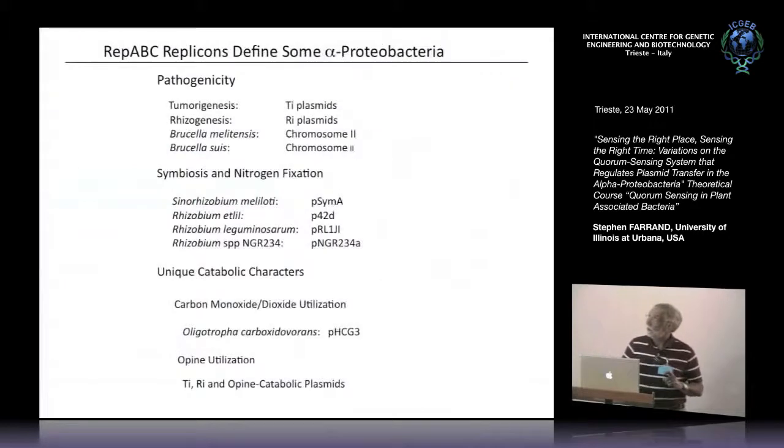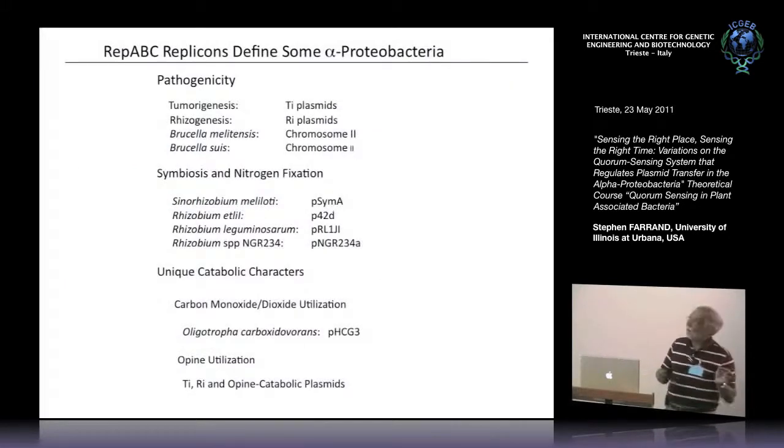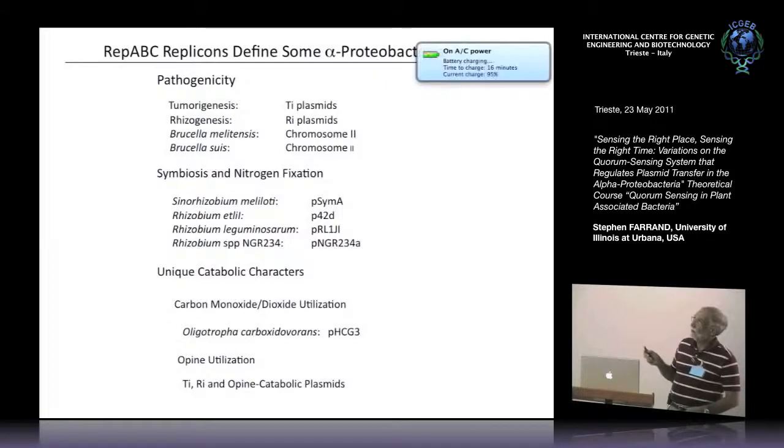All right. The importance of these replication systems is indicated by the fact that sometimes these plasmids, or the DNA carried by these replication systems, define what these Alpha-Proteobacteria are. So for example, in pathogenicity, we have the Ti plasmids of Agrobacterium, which you will hear a lot about, the Ri plasmids of Rhizogenes, and chromosome 2 of Brucella. These are all of plasmid origin.